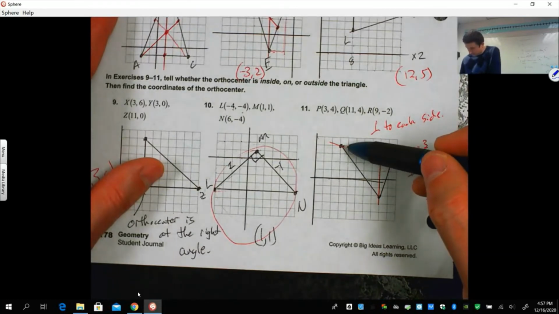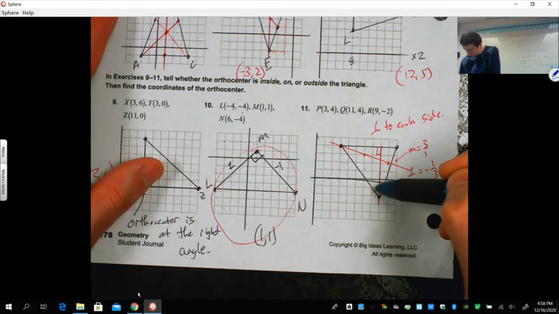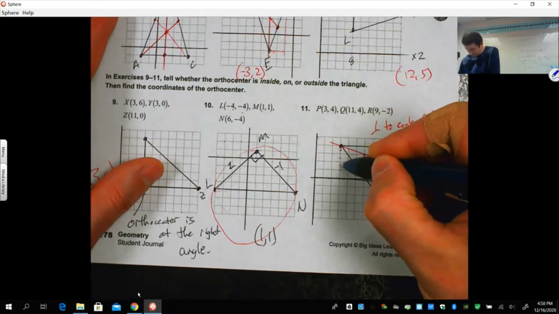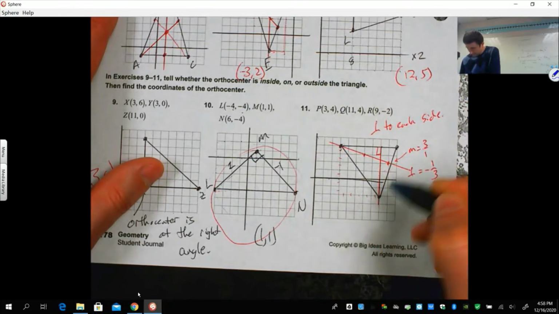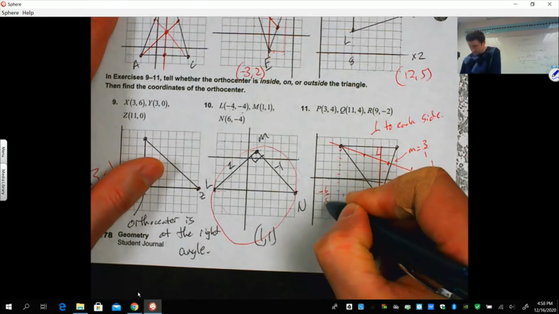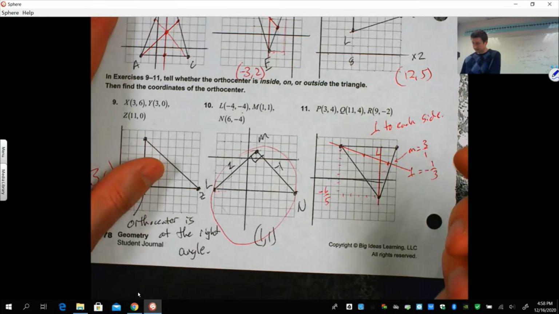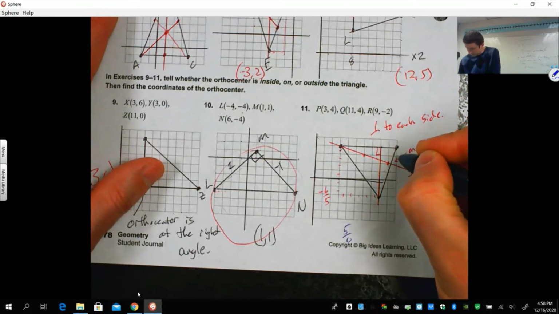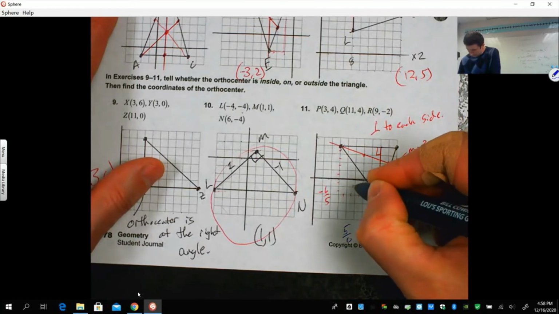Let's check this slope. It's going down 1, 2, 3, 4, 5, 6, and over 2, 3, 4, 5. This is -6/5, the slope of this line. So let's go to the opposite side. Our perpendicular slope would be +5/6. So 1, 2, 3, 4, 5, and 1, 2, 3, 4, 5, 6. That would create a positive slope.